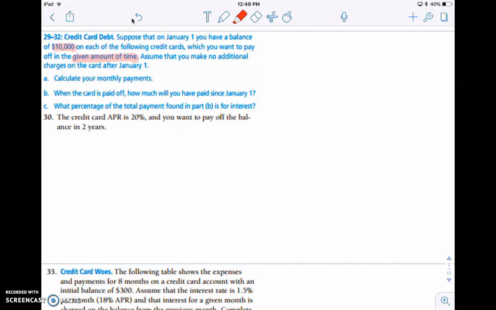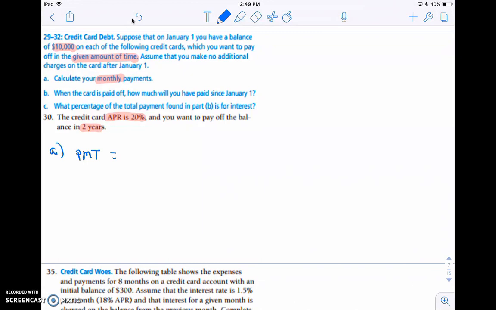So we want to pay off the original $10,000, and we're at 20% APR. We're going to pay it off over 2 years in monthly payments. So first we want to calculate the monthly payment. That's part A. Your payment here follows the same installment loan formula that we've used up above.